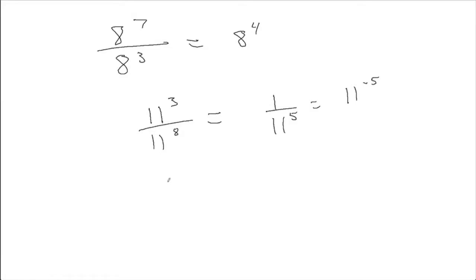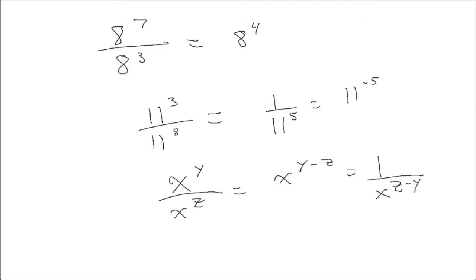Good. So in general, how do we simplify this expression? X to the power of y minus z. Or, as you already explained, it could be 1 over x to the z minus w. Good.